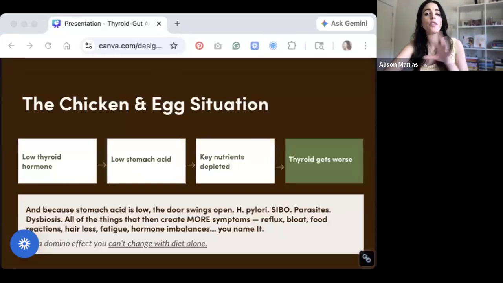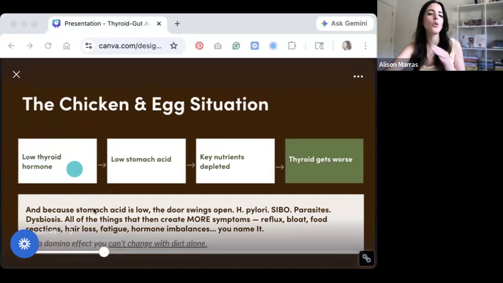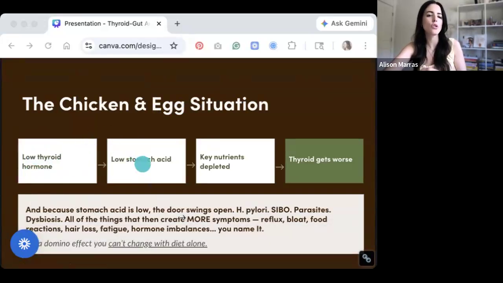So in a nutshell, this is the thyroid gut connection. And this is the chicken and egg situation that keeps most women stuck. So we start with the biggest domino issue here: low thyroid hormone, which starts to suppress stomach acid. By the way, low or fluctuating thyroid hormone. So if you see it go up and down and up and down, then key nutrients are depleted, key nutrients like zinc, selenium, iodine, and taurine, things that your thyroid needs to function. And so what happens is your thyroid just stays struggling.